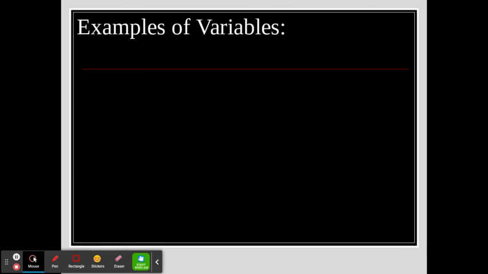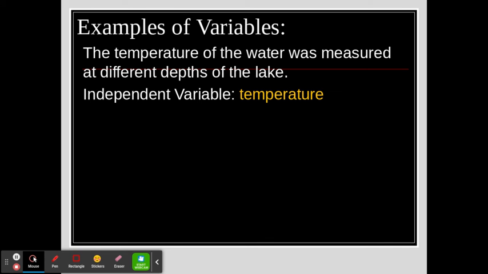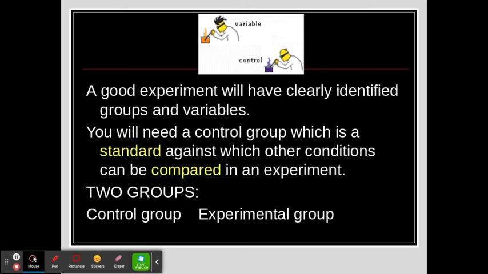Okay, here's another example. The temperature of the water was measured at different depths of the lake. So the independent variable, the thing that was changed, was the temperature in degrees Celsius or whatever value you're looking at. That was the difference. And then the dependent variable is the depth. That's what you're going to record or measure to see if there was the cause versus the effect. So the cause is the temperature on the depth of the lake.